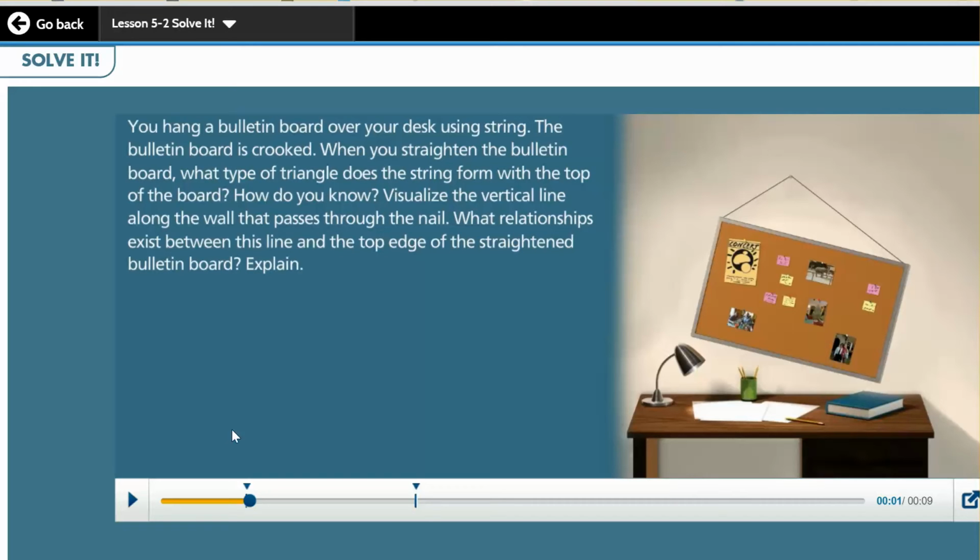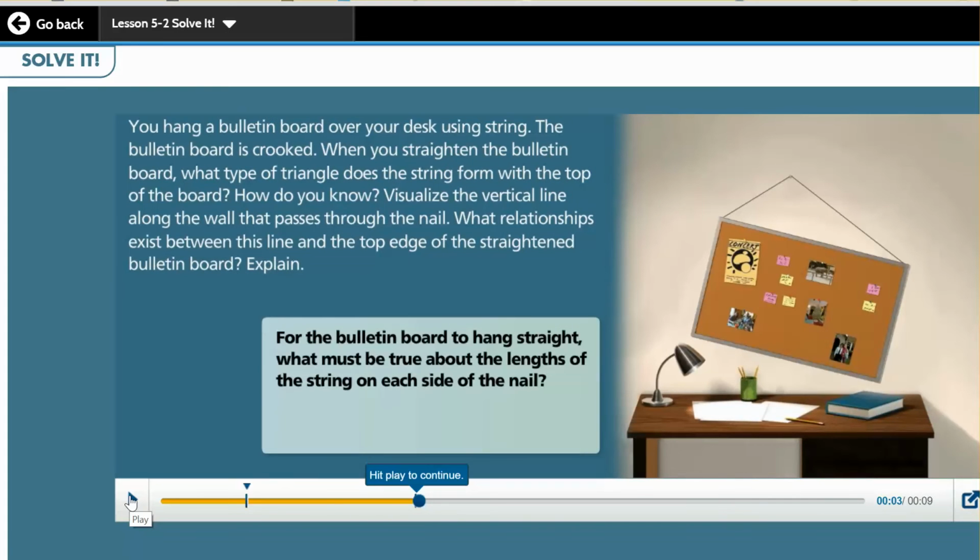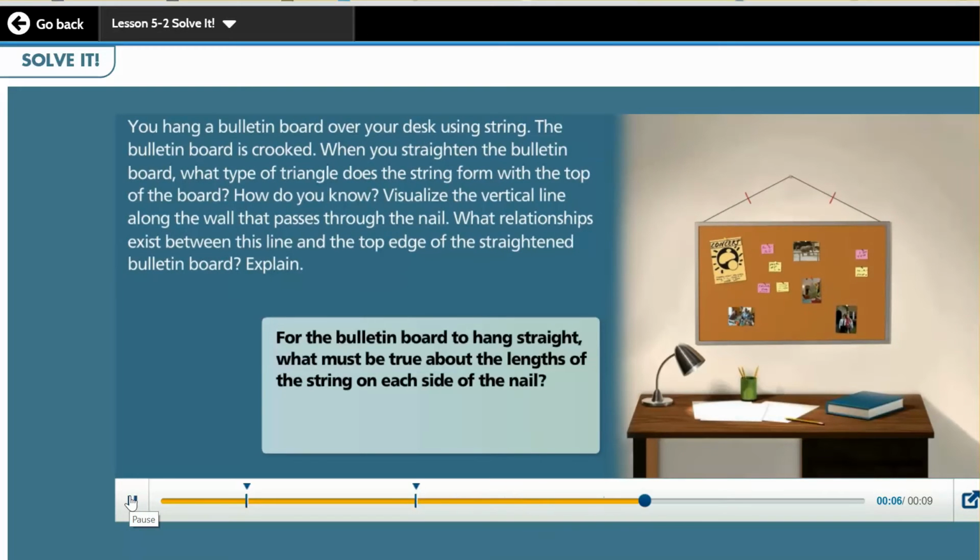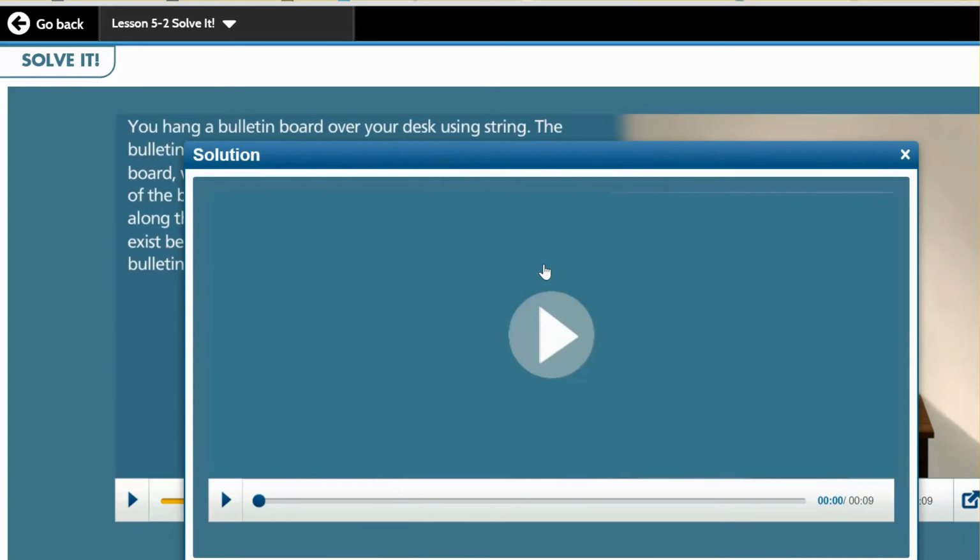Let's go to the next module and see how we can straighten that bulletin board. What must be true about the lengths of the string on each side of the nail? Well, if we slide the bulletin board, they should be the same length. And so for it to hang straight, or parallel to the floor or parallel to the ceiling, or however you're trying to get it to hang, the strings on both sides should be the same length. Now let's take a look at the solution on here.